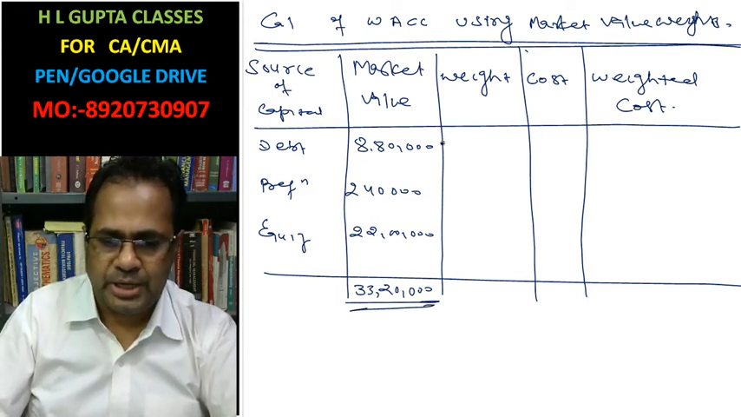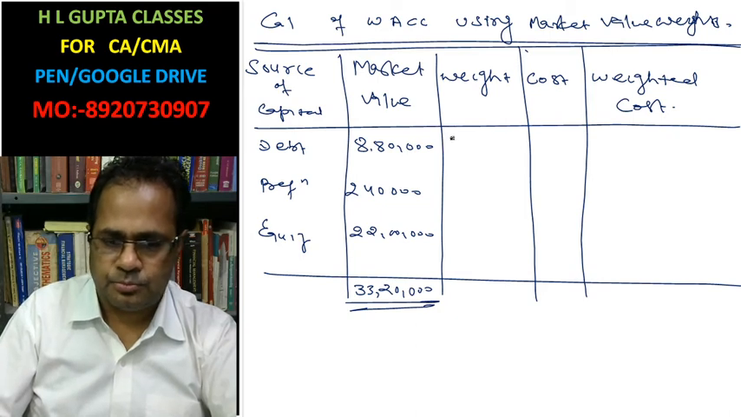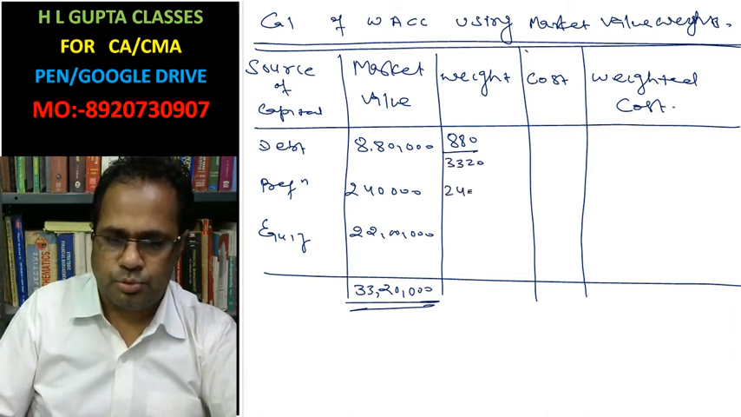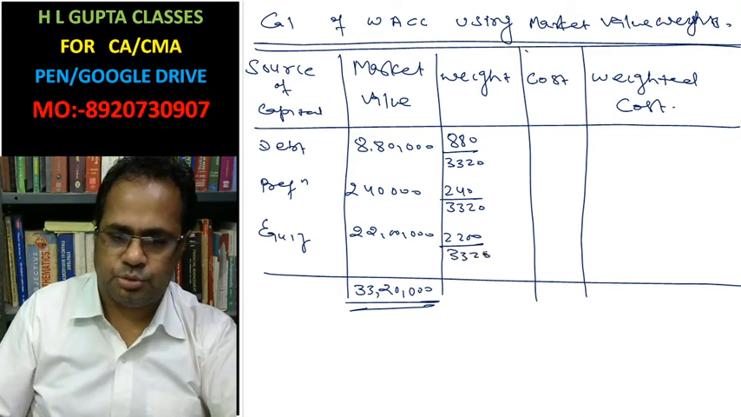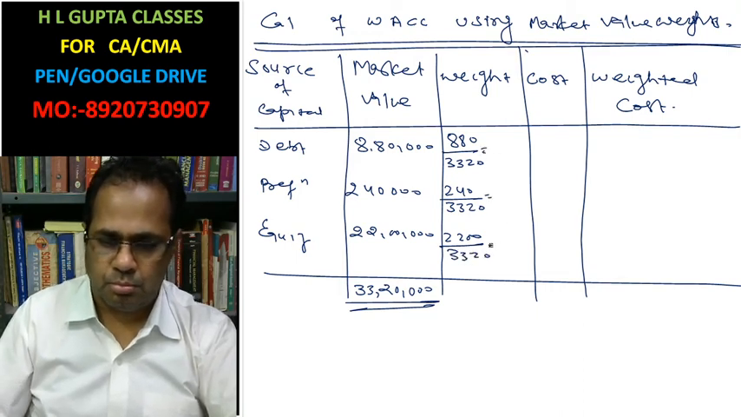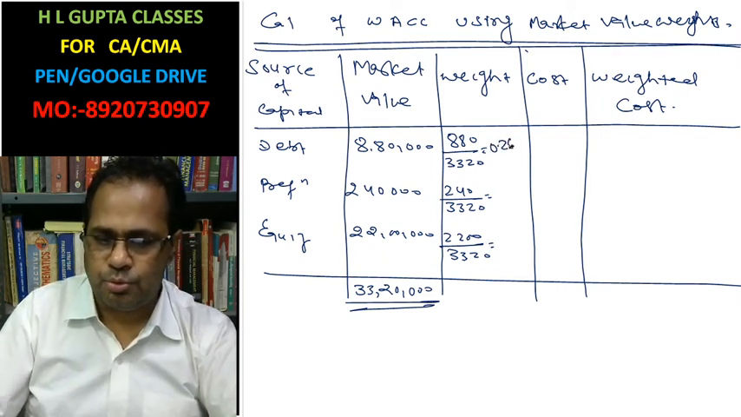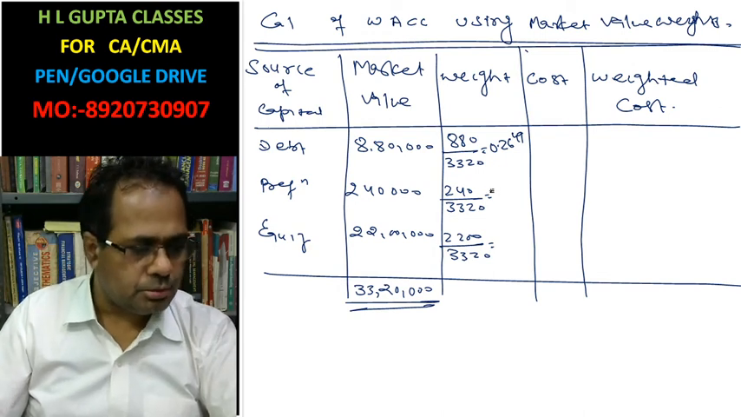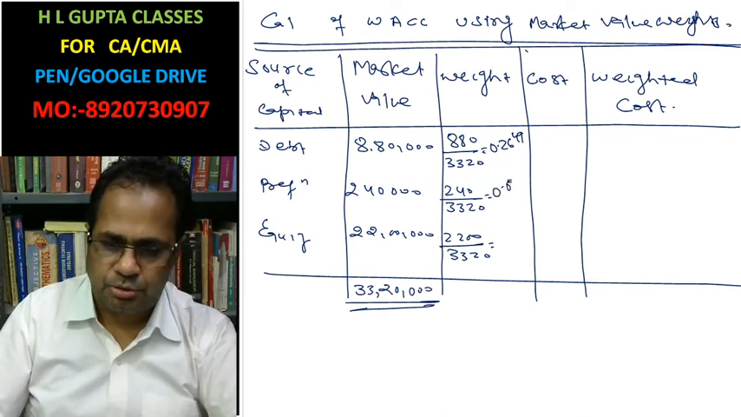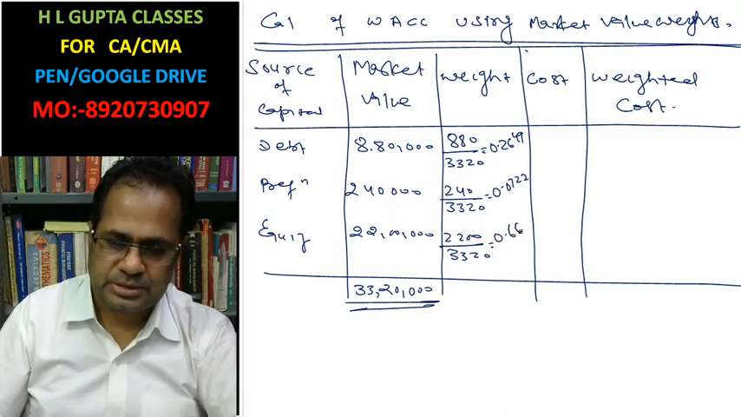Now we can calculate the weights here. 880 divided by 3320, 240 divided by 3320, 2200 divided by 3320. Now the weights are 0.2649, 0.0722, and 0.6629.